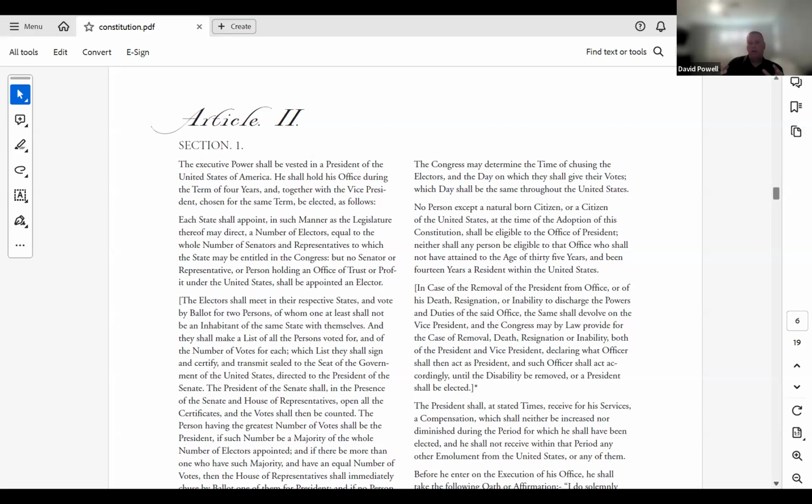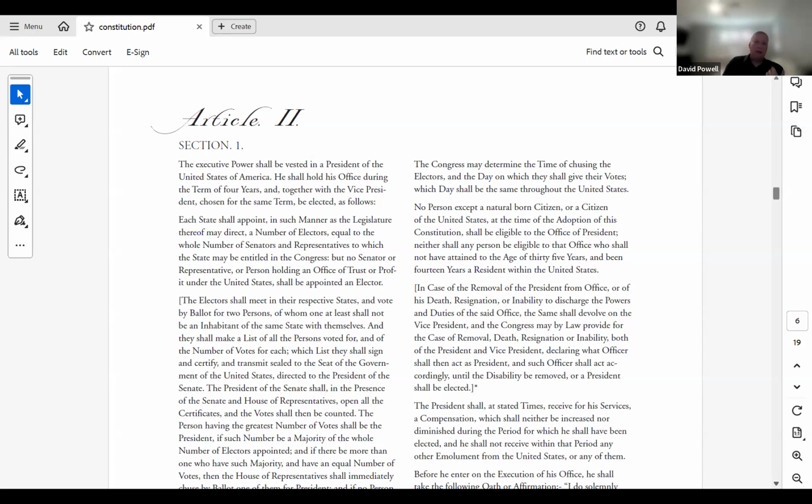They will then cast their ballot for president. All those ballots from the 50 states are then transported to Congress and are opened in front of a joint session of Congress. That's what we saw on January 6th in the last election. That was the counting of electoral ballots that was disrupted by the insurrection on January 6th.